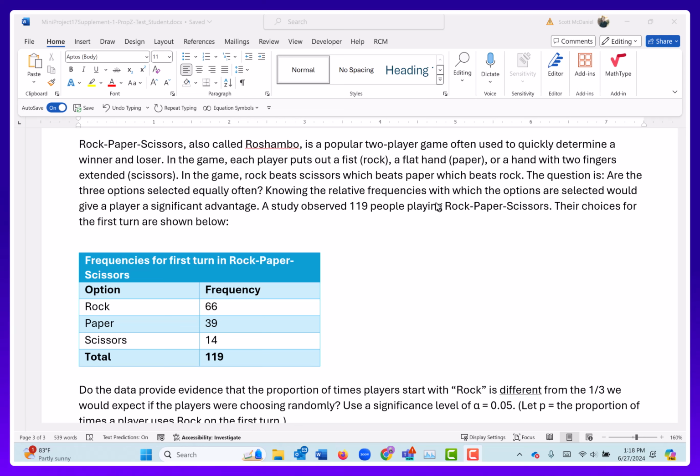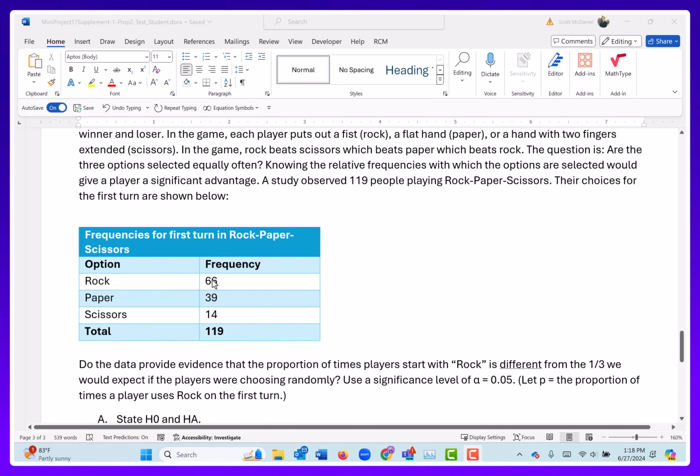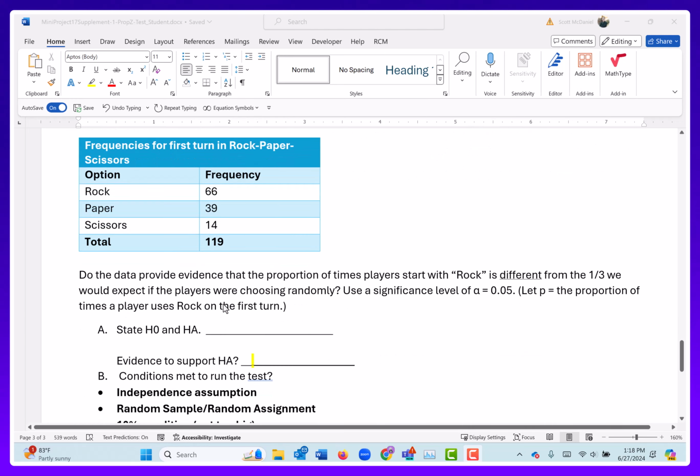A study of 119 people playing rock, paper, scissors. Here are their choices for their first turn. So it looks like rock is significantly higher than paper or even scissors. So do the data provide evidence the proportion of times players start with rock is different from the 1/3 we would expect if the players were choosing randomly? Use a significance level of 0.05.